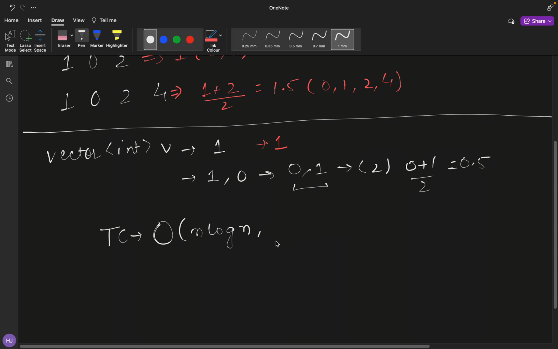Computing the size function. Okay, so the complexity of the size function turns out to be order of 1. It's pretty simple, because at each and every step we have to calculate the size of the array, right? And then we are computing the median, which is again an O of 1 operation.